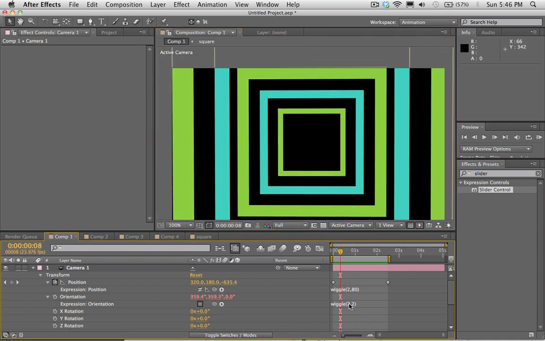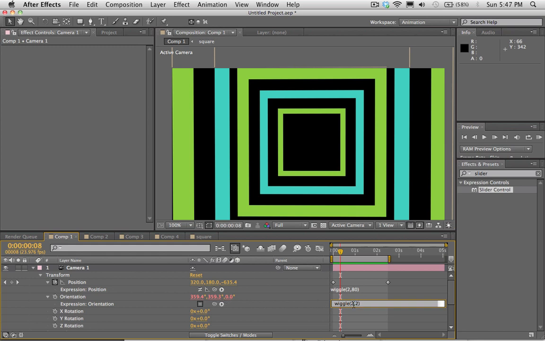I'll go over the numbers now and what this means. There are two numbers in a wiggle expression. The first number is how many times it wiggles in a second. So right now I'm having it wiggle 2 times per second, and the second number is the amount of the wiggle. So it's wiggling 2 times a second, and it's wiggling 2 degrees because we're talking about the orientation, which is in degrees, as you can see in these numbers right here.